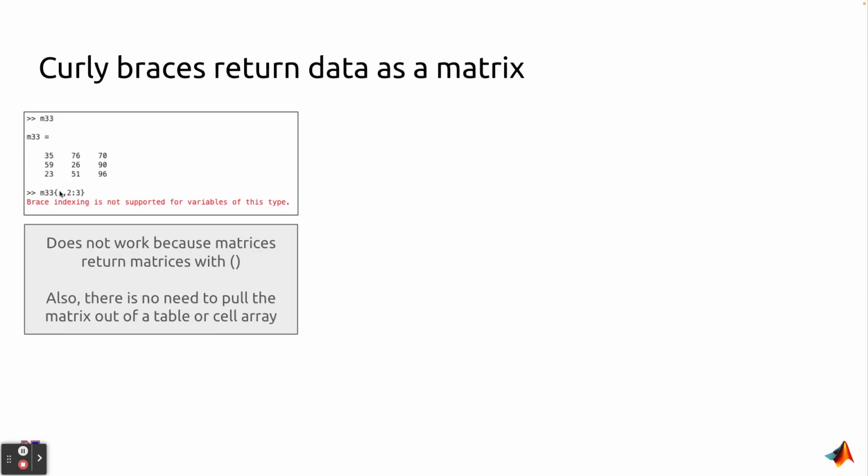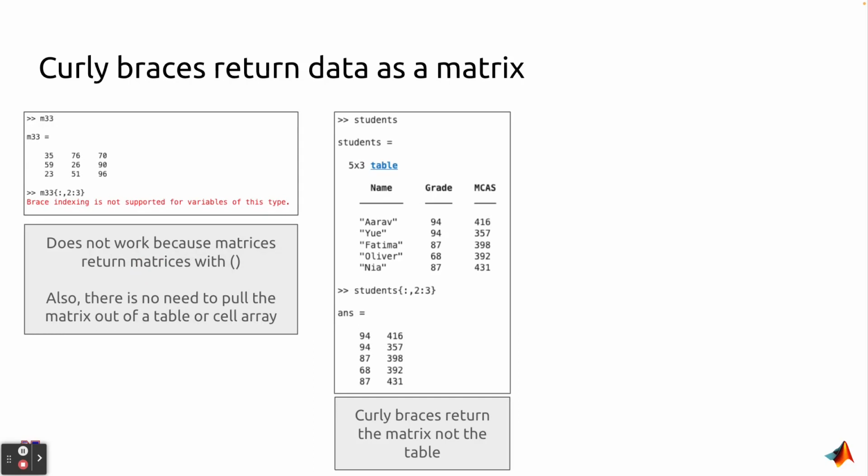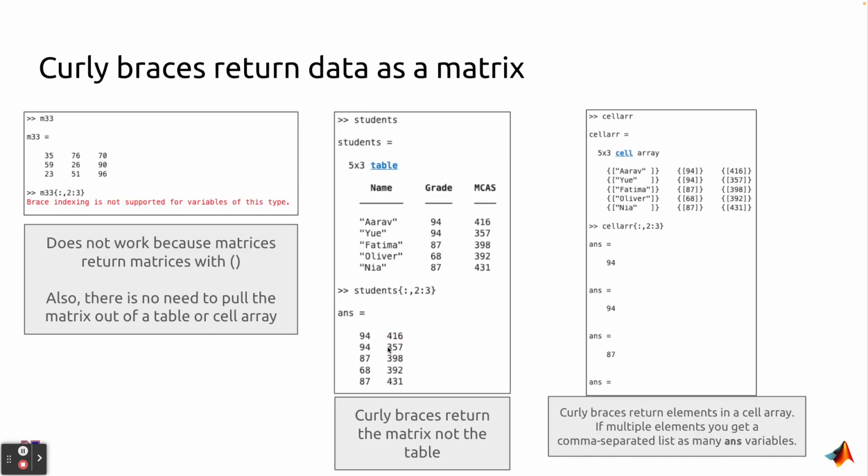Now, you can't use curly braces on a matrix because parentheses already work for matrices. So the curly braces are really for data types that are containing other data types, but matrices just return matrices. So here we see that we have our students in a table. When we do students curly braces, all rows 2 by 3, we get back the matrix that we expect.